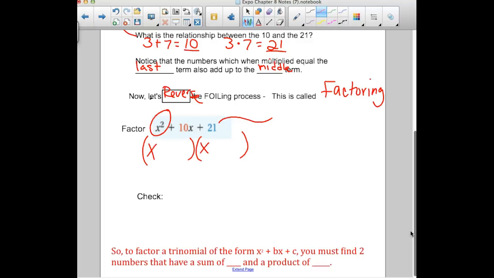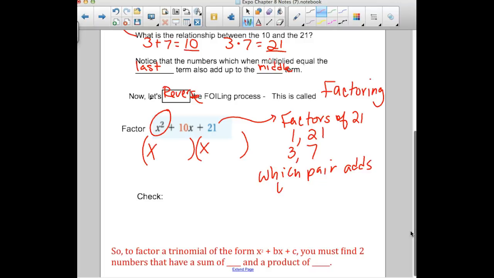The second step is to look at this 21. What are the factors of 21? And we can list them out. We have 1 and 21, or 3 and 7. And then we ask ourselves, which pair adds up to our middle term, which is a 10? And that would be the 3 and the 7. So that's what goes in our factors here, a positive 3 and a positive 7.